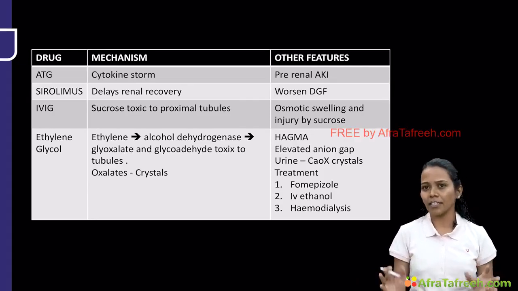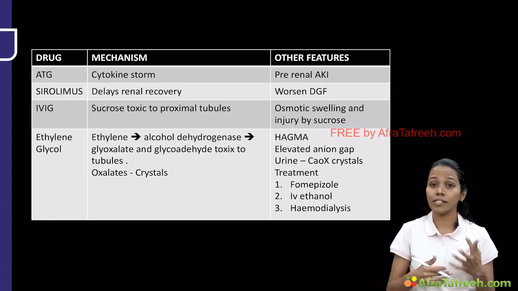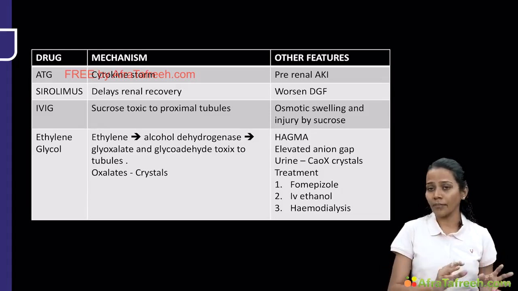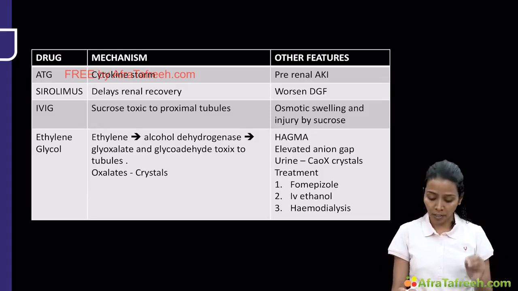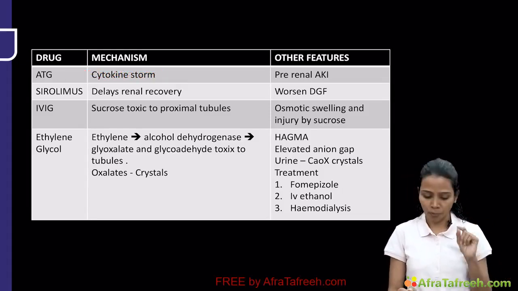Sirolimus, generally it delays renal recovery. So, if there is a delayed graft function and sirolimus is started, then it can worsen that. IVIG, the sucrose-containing IVIG can be toxic to the tubules and can cause ATN. Okay, so that is because of osmotic swelling of the tubule by sucrose.